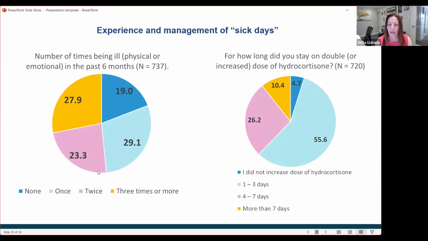We also asked how many times people were ill, physical or emotional, in the past 6 months. You can see almost 30% were ill 2 or 3 times in the past 6 months, and they had to stay on double dose of hydrocortisone. So 55% of them stayed on double dose of hydrocortisone for 3 days. So that's the duration of the illness, basically.